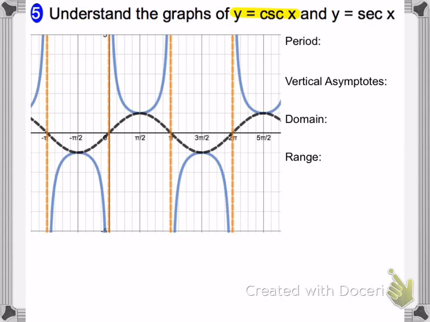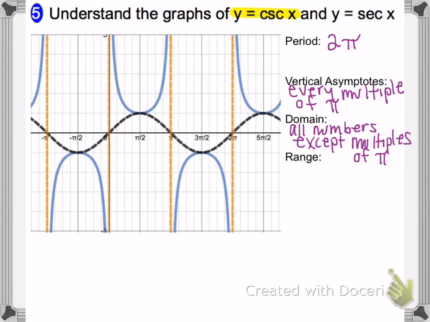Now, when you're looking at this picture, you will notice that the period of cosecant happens to be every 2 pi. That's when it will start to repeat itself again. When you're looking at those vertical asymptotes highlighted in orange, you'll notice that they occur at every multiple of pi. The domain then is very similar because we have to apply those vertical asymptotes to our domain, because those are x values that will not work.